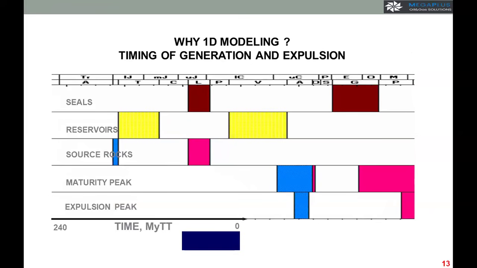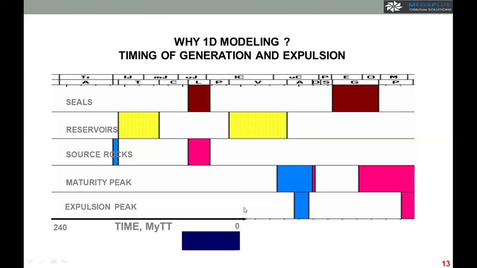Finally, the main output that we need from the 1D model is the petroleum system event chart, to add the seal rock, the reservoir, the source rock, maturity. The expulsion peak is very important, and also the time. Maybe we have different source rocks, more than one source rock. As in this case, you will have two expulsion peaks, and you also have two critical moments, one for each of them.